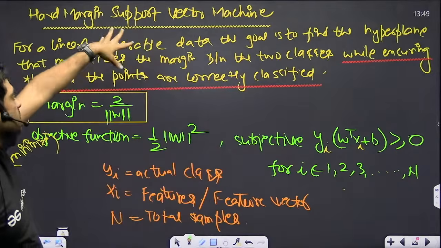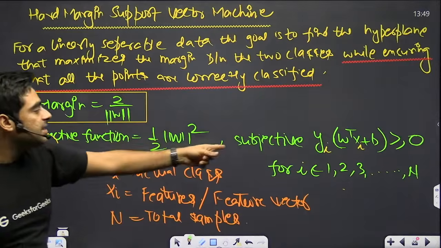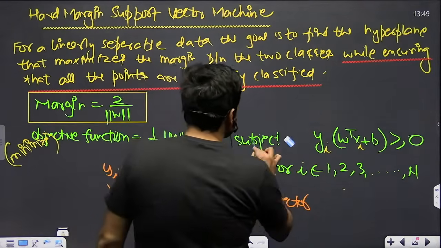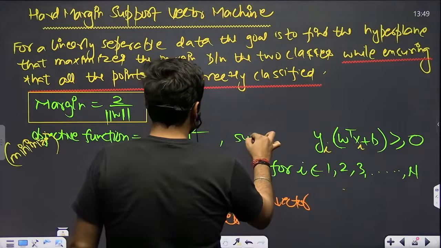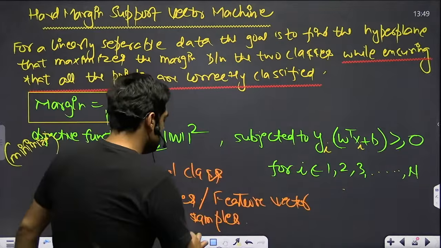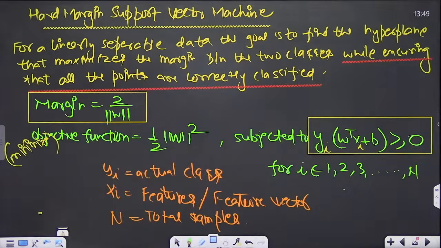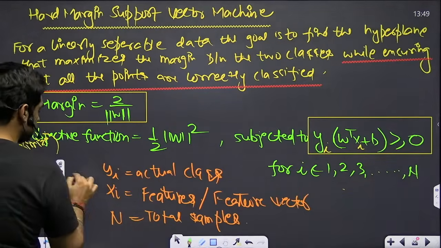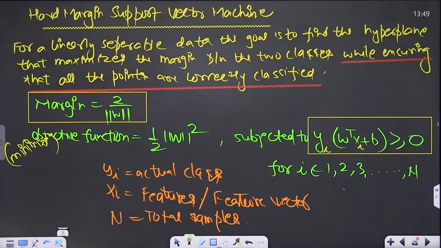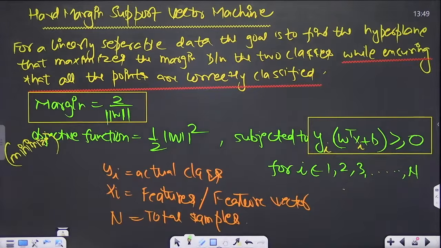तो hard margin support vector machine ये हो गया. Objective function is this, we have to minimize this, subjected to the constraint. What is the constraint? This is the constraint. So you have to memorize this hard margin support vector machine, and I'll tell you soft margin also.